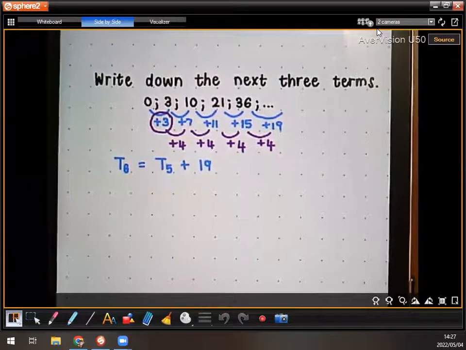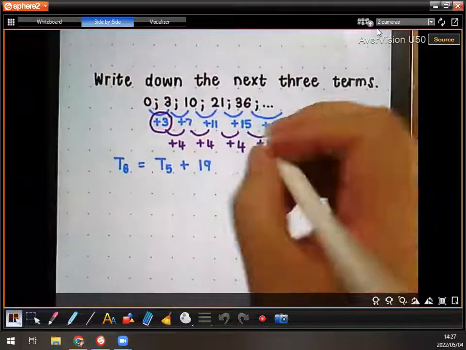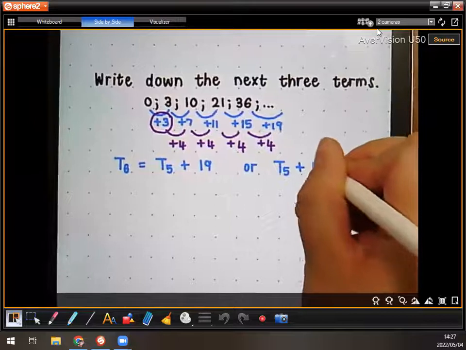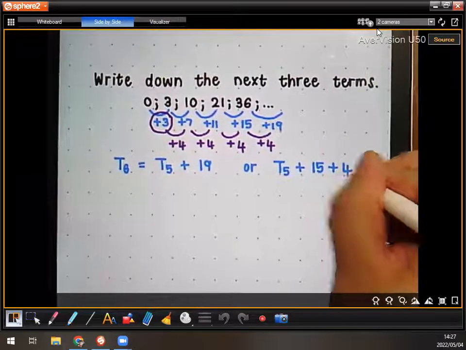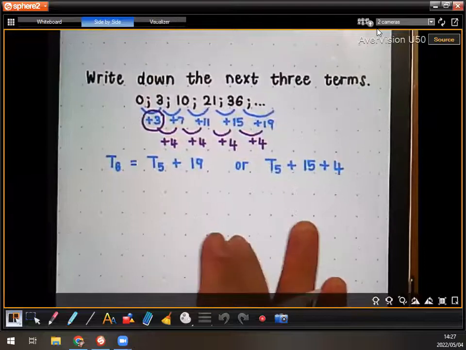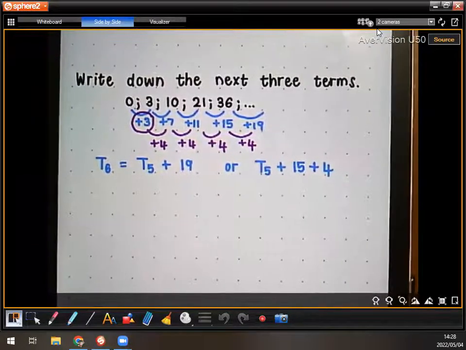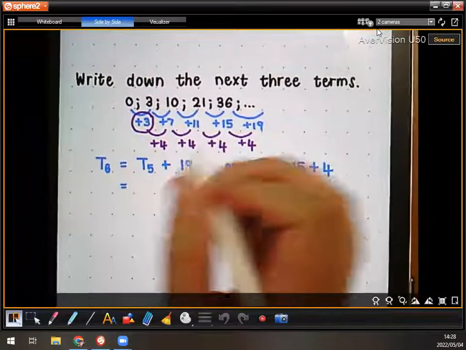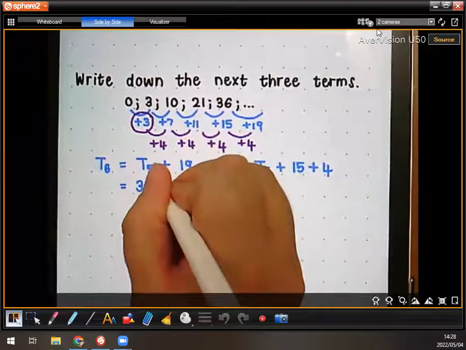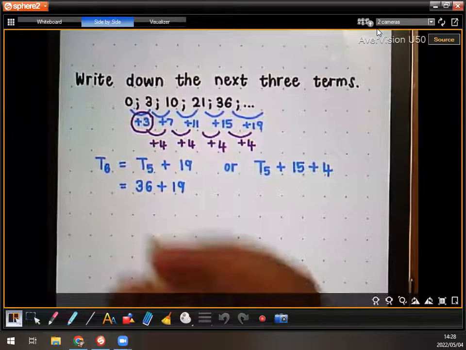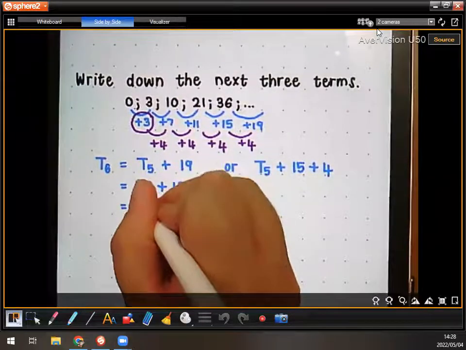Or if you want to break it down even more, you can write it like this: term 5 plus 15, but then plus 4. That's where that 19 is coming from. I think you can do the 15 plus 4 in your head, but if you want to rather play it safe, you can do it like that. What was term 5? Term 5 was 36 plus 19. And that is 55, yes. Okay, so term 6 is 55.